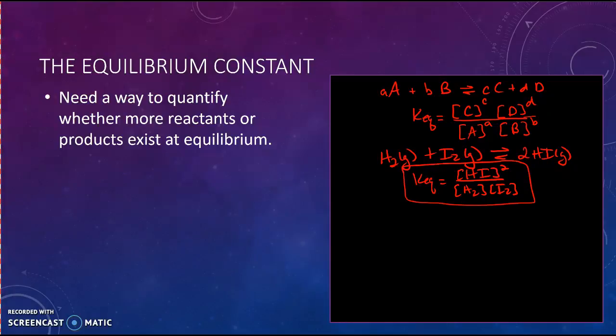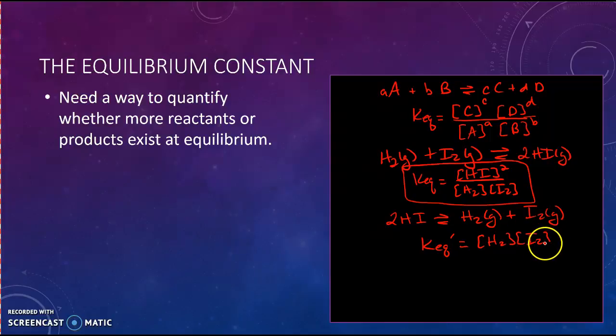If I were to reverse this reaction, so I say 2HI as the reactants and have the others as the products, we always write the equilibrium constant as the reaction is written. In this case, I'm going to call this KQ prime, and it's going to be the concentration of H2 times the concentration of I2 divided by the concentration of HI squared. So it's the reciprocal of what we had before. If we reverse the reaction, then we take the reciprocal of the equilibrium constant.